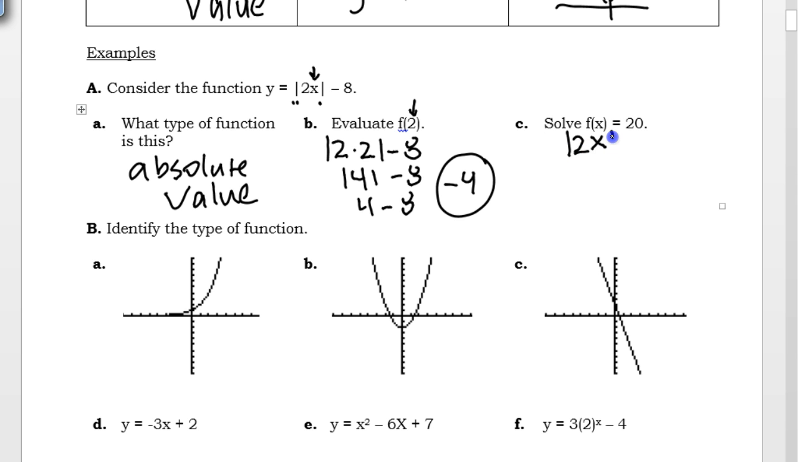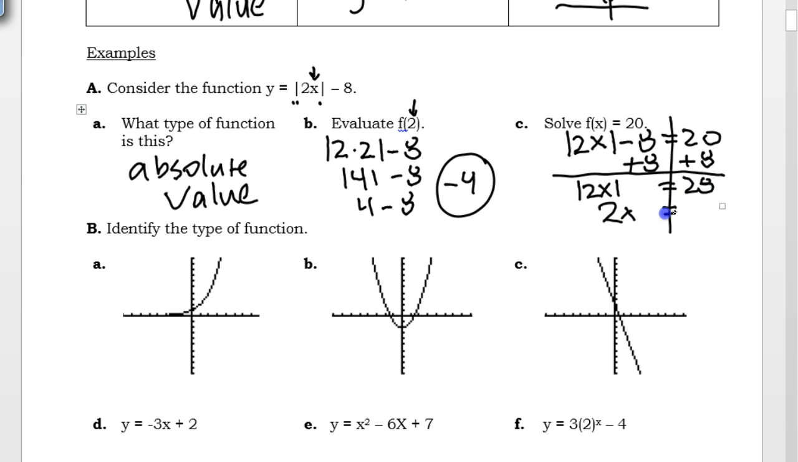Solve the function when it is equal to 20. So we're going to solve by adding 8 to both sides of the equation. To remove the absolute value, we did this last chapter, we record both the positive and the negative version of the answer. And then last we need to divide by 2 on both sides, and we make sure we divide everything by 2, so I get 14 and negative 14 for my 2 solutions.